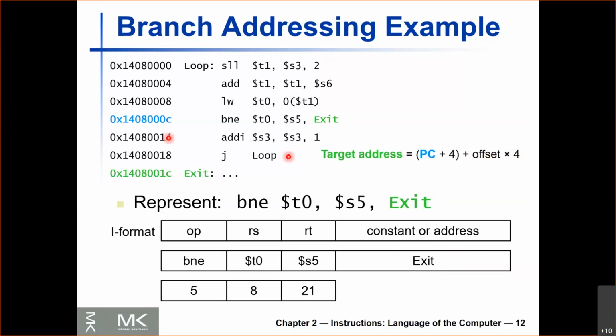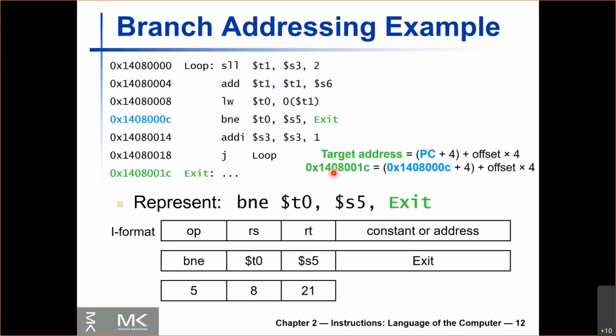So the PC is the program counter for the branch not equal instruction, right? So I have the target address and I have PC plus 4. And what I need to do now is find the offset. Okay, so I plug in the target address, it's this value over here. I plug in the PC, it's this value over here. Okay, and then I subtract this value over.